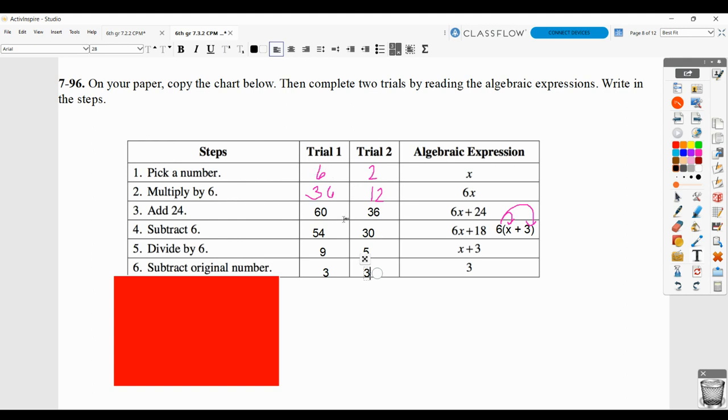Again, choose different numbers than what I have. That's not a difficult process, but make sure that the steps are the same and that you understand how to get from the algebraic expression to the steps.